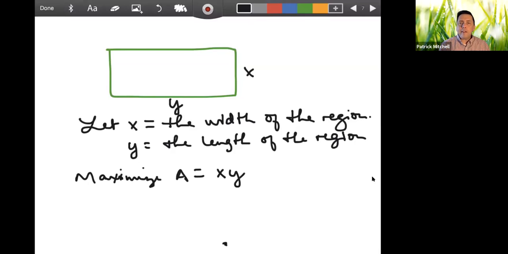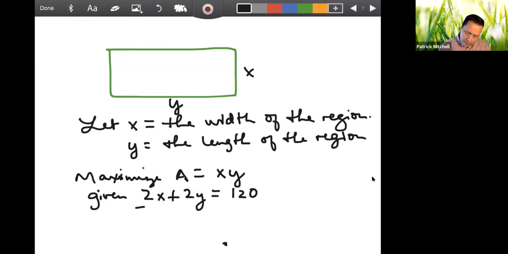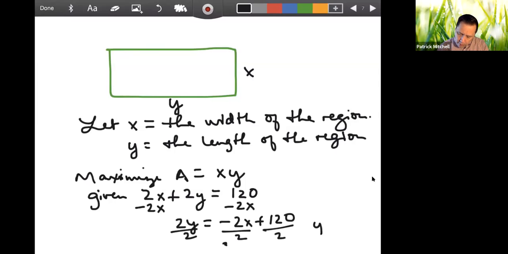But there is a condition placed on x and y, which is that the perimeter of this rectangle has to be 120 feet, right? So we know that 2x plus 2y equals 120. So I'm going to use that equation to write my area as a function of one variable. And I'm going to do that by solving this equation for, let's say, y. It really doesn't matter. Subtract 2x from both sides. That gives me 2y equals negative 2x plus 120. Divide everybody by 2. That gives me y equals negative x plus 60. Okay.